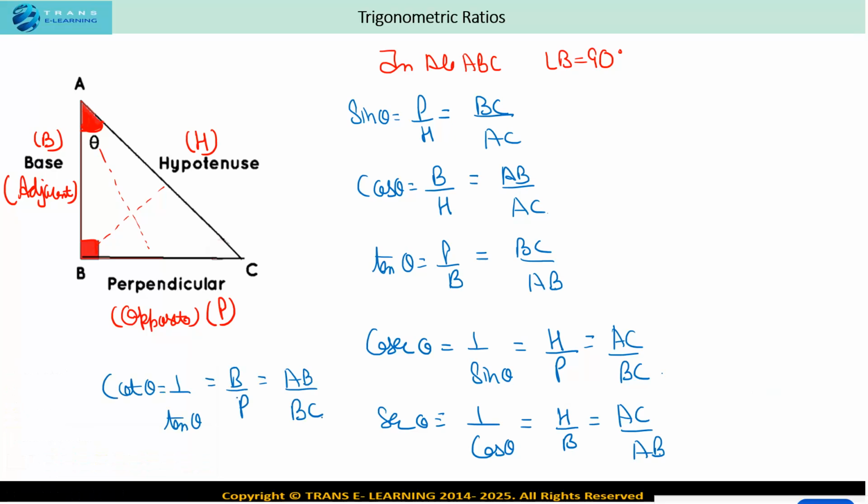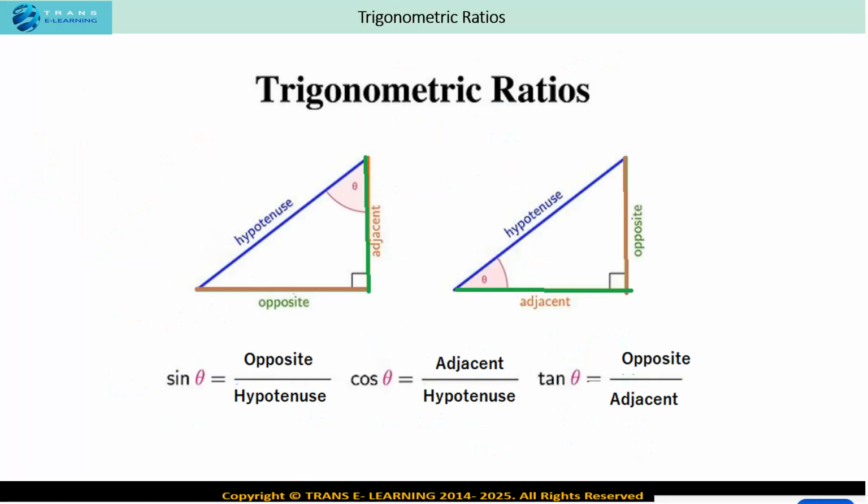So depending upon the triangle where the angle is, there will be a change in the base and the perpendicular. I repeat, depending upon where this angle theta is, the base and perpendicular will change. The hypotenuse will always remain the same. You can see here that this is the summary. Here, instead of base, adjacent is being used. So I have made the figure with this adjacent, and the perpendicular is known as opposite. Whichever way we want to use, the concept will remain the same.